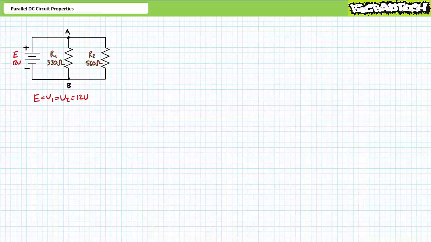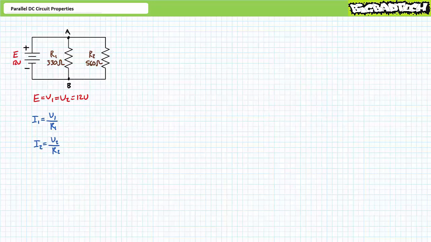Let's now examine current through individual branches inside this parallel circuit. Given we know voltage across each element to be 12 volts, and we know the resistance of both elements, it's a simple matter of applying Ohm's law to each individual resistor. The current through R1 will be equal to the voltage across it divided by resistance. I1 equals V1 divided by R1. Similarly, current through R2 will be equal to the voltage across it divided by resistance. I2 equals V2 over R2.